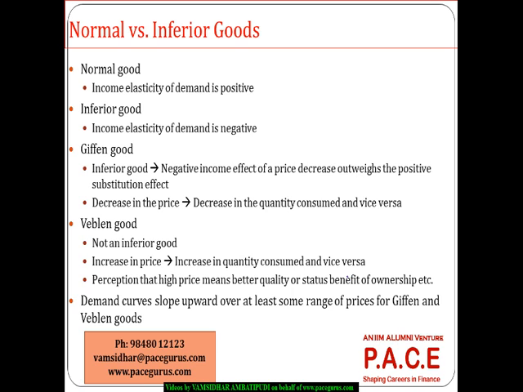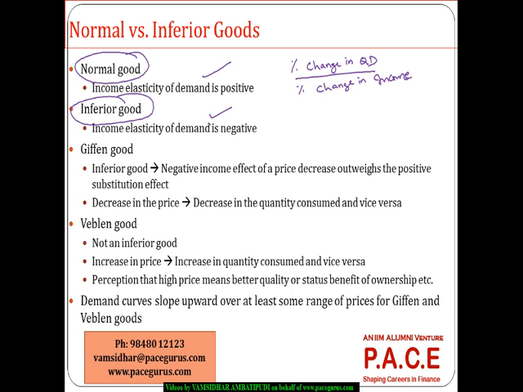And now we should also try to understand the differentiation between a normal good and an inferior good. We have already discussed earlier the income elasticity of demand: percentage change in the quantity demanded divided by the percentage change in income. If this is positive, we say that it is a normal good. If it is negative, we say it is inferior, because as my income is growing, if it is a normal good, I try to consume more of it.